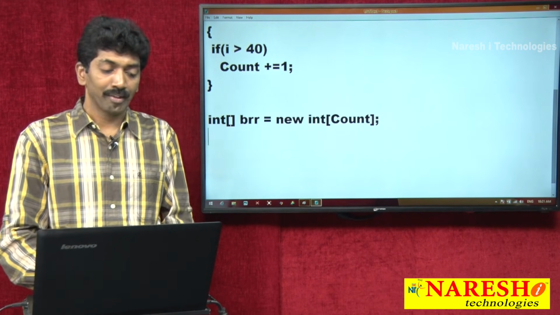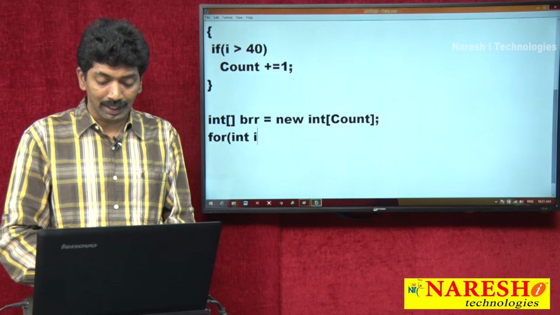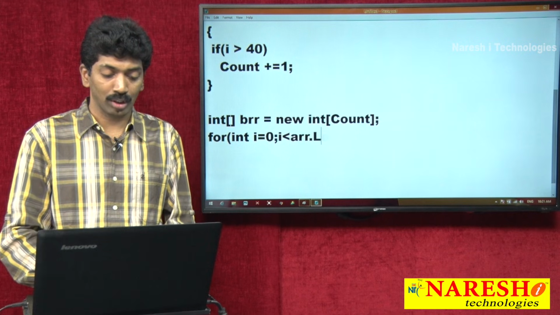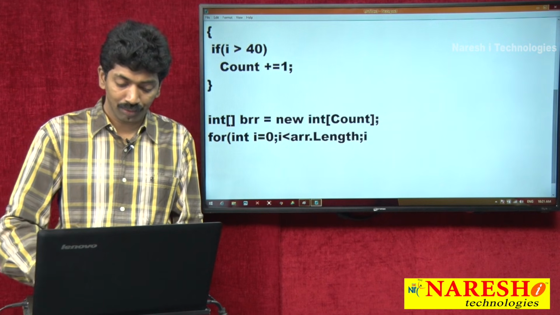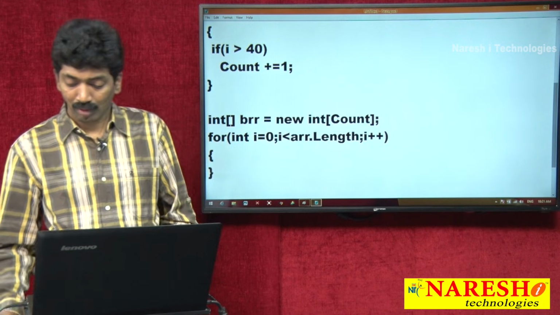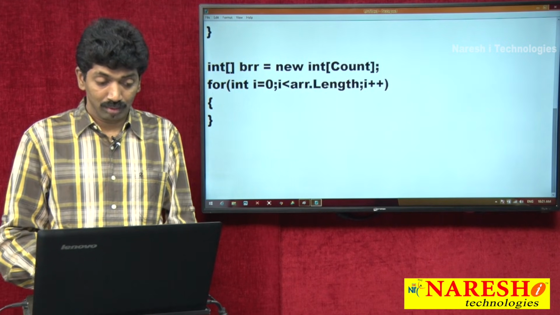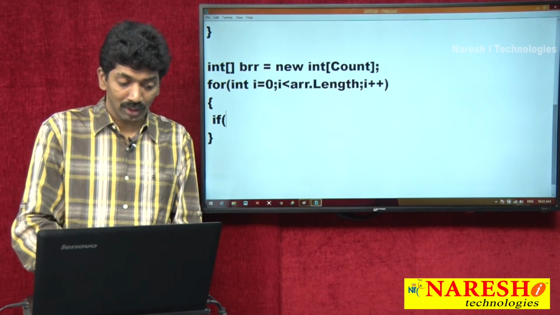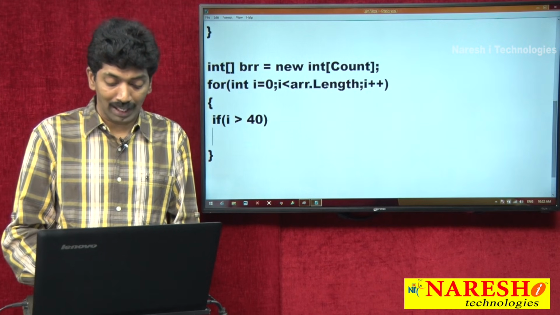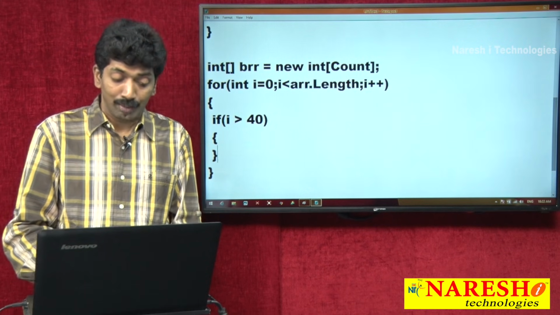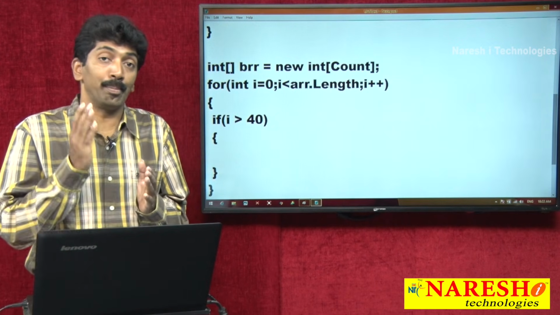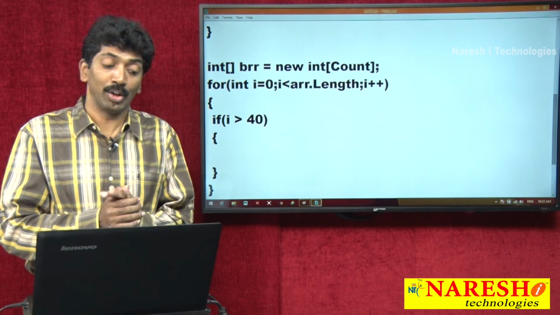Next step. The next step is for int i is equal to 0, one more loop, i less than arr dot length, i plus plus. One more time the loop has to run, and now I should check: if arr of i greater than 40, that value should be added into brr. But see, if I want to add the value into brr, I cannot directly say brr of i is equal to arr of i, not possible.